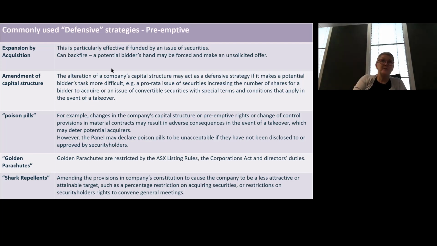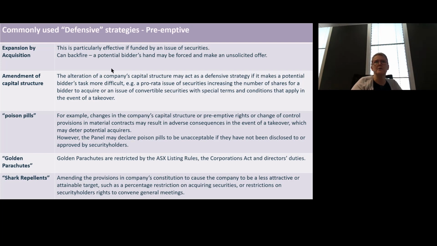So some preemptive defence strategies, things that companies do to make sure that they are not targets, include their own acquisition strategies, continual growth, being an attractive investment for a diverse range of shareholders. They can amend capital structure. Sometimes changing a capital structure can be a defensive strategy because it makes the bidder's task more difficult. So pro rata issues of securities, increasing the number of shares, issuing convertible notes, those kinds of things, the prescribed conditions that we were referring to earlier.